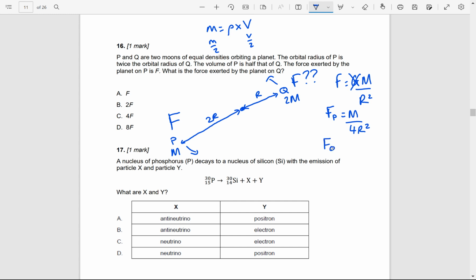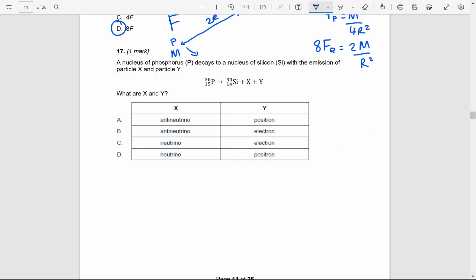So my FQ is 2m divided by r squared. I can see that if this is a quarter and this is 2, this is 8 times the force. So I'm going to go with that one.